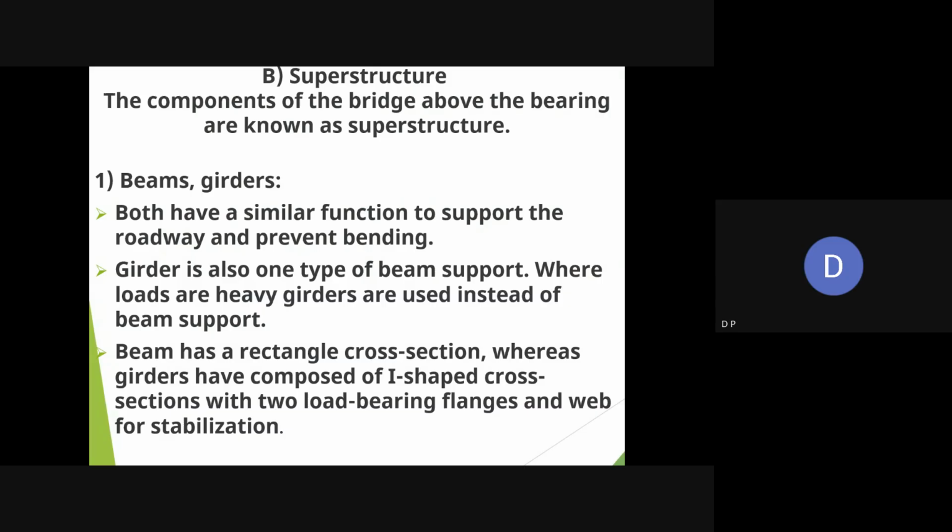Pre-tensioning and post-tensioning are also done. Beams have a rectangular cross section, whereas girders are composed of I-shaped cross sections with two load-bearing flanges and a web for stabilization.